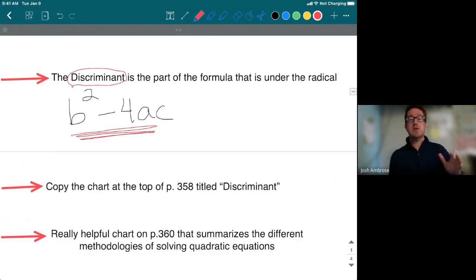So if they say use the discriminant to figure out how many roots, not what those roots are, just how many roots, then you will use b squared minus 4ac, but not with the square root. Again, not with the radical. Okay, so there you go.